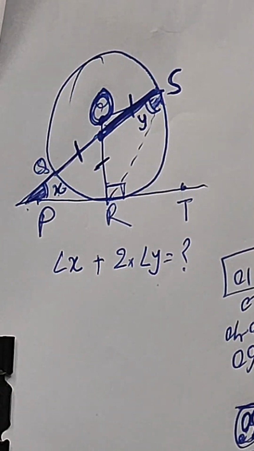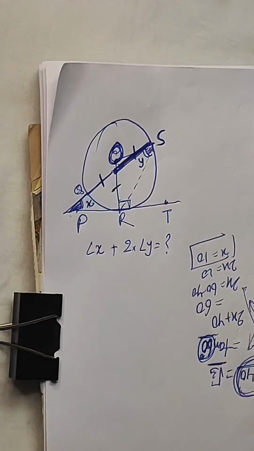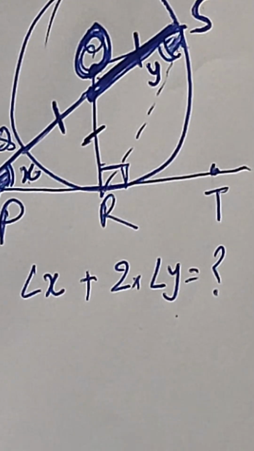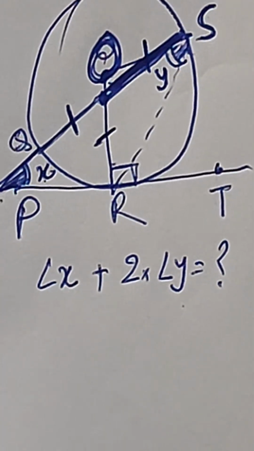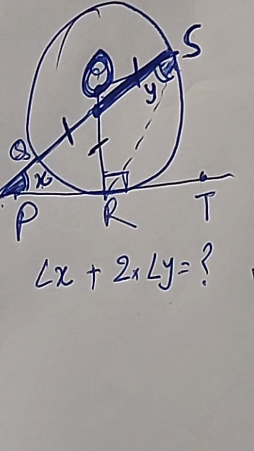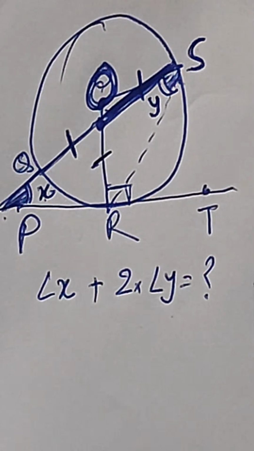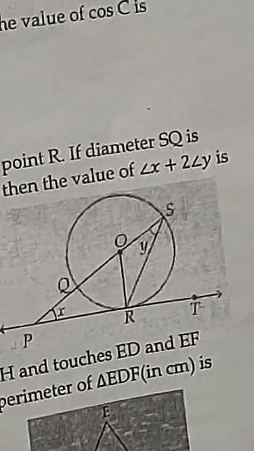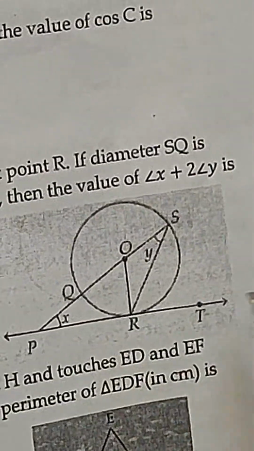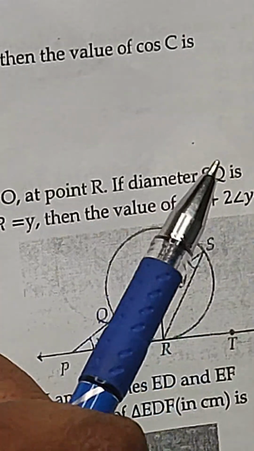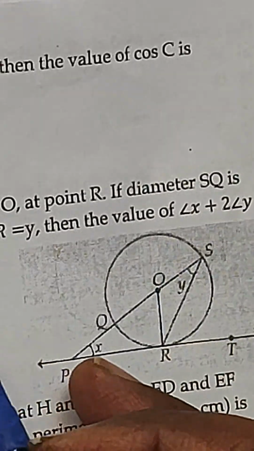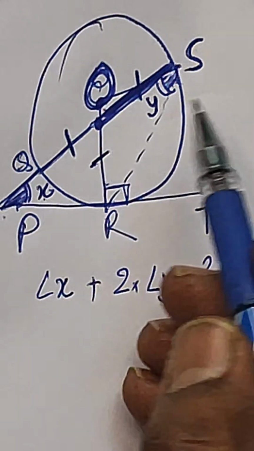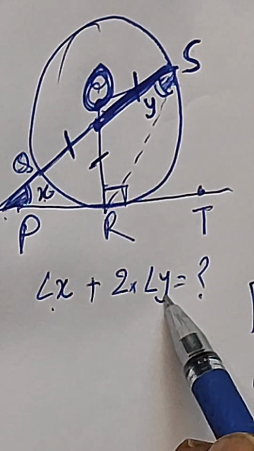I think it's better visible now. I'm not able to zoom very much, but yes, let me try. I think it's visible properly, right? So this is the question to you, I think. And I just duplicated that. Angle SPR is X, and QSR is Y, right? So this is given to you. Then X plus 2Y is how much?